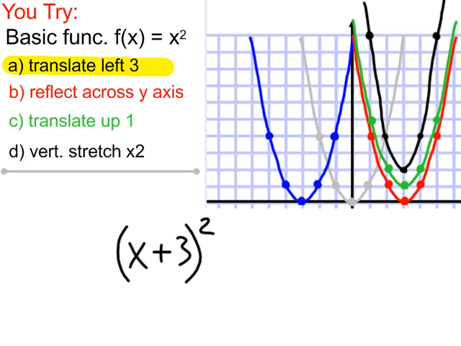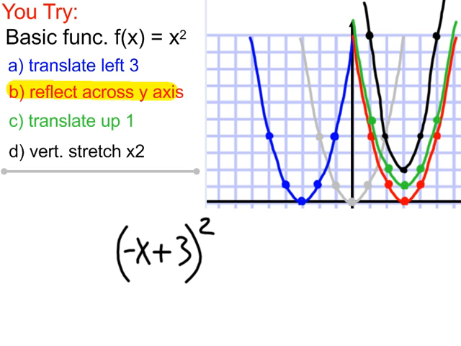If I want to reflect it across the y-axis, that means that any point over here gets mirrored over here. Notice that the x value changed, not the y value. The x coordinate changed, not the y coordinate. Therefore, we come in here and we erase the x, and we replace it with a negative x. That was our reflection across the y-axis.